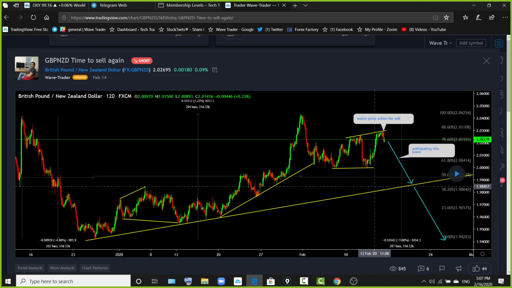Pound New Zealand dollar. Last week we were seeing this kind of pattern formation, this expanding triangle. Price slightly went higher and then dropped lower. We did not see more downside, and we were expecting this pattern formation, which we are having right now from that bottom. We had that chart in our group.